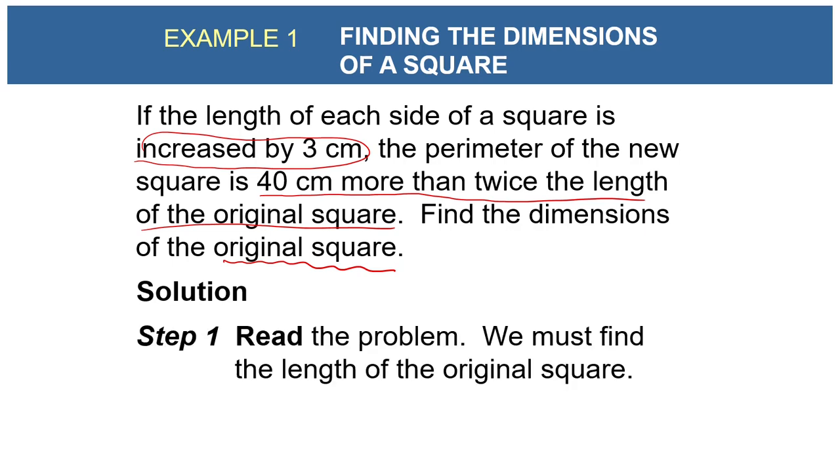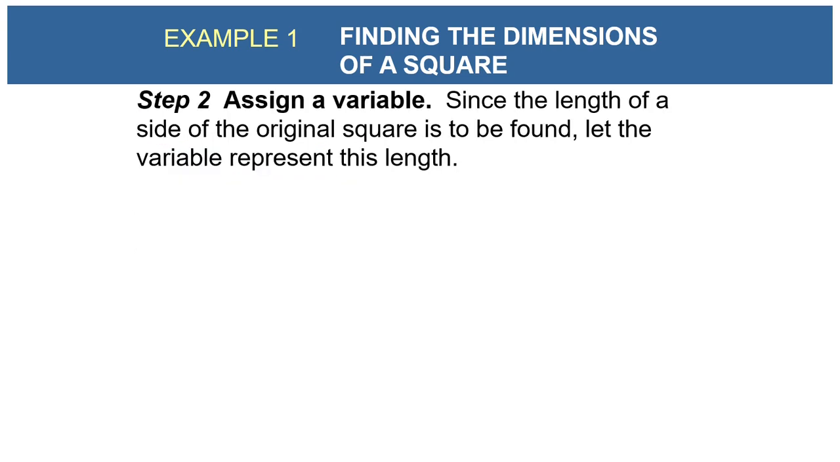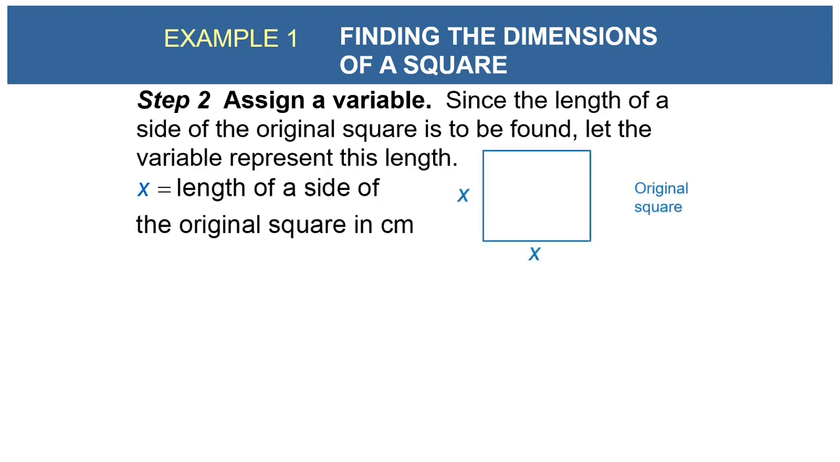In step 1, we read the problem. We must find the length of the original square. In step 2, we're going to assign a variable. Since the length of the side of the original square is to be found, let the variable represent this length. x is going to be equal to the length of a side of the original square in centimeters.